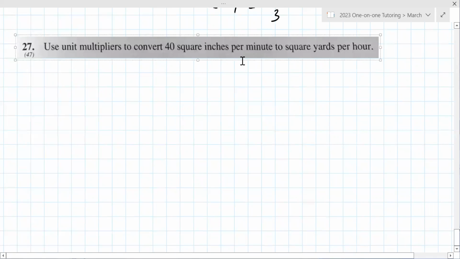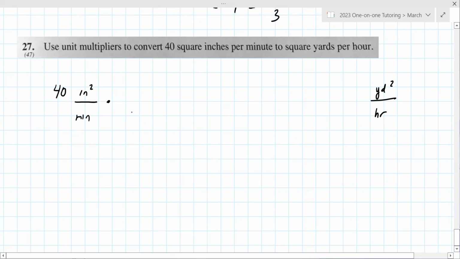All right, use unit multipliers to convert 40 square inches per minute to square yards per hour. So write the given number, 40 inches squared per minute. And our goal, sometimes it's good to write the goal over here, yards squared over hour, just so we know what we're going towards. This is considered a double conversion. So you're either going to convert inches squared to yards squared first or minutes to hours. Don't do them at the same time. Just pick one, work on it, and then go back and work on the other. Which one do you want to work on first? Perhaps inches to yards first.